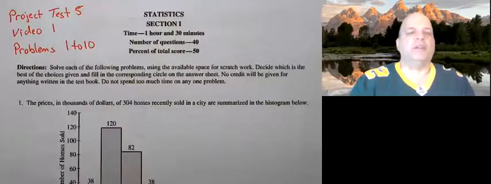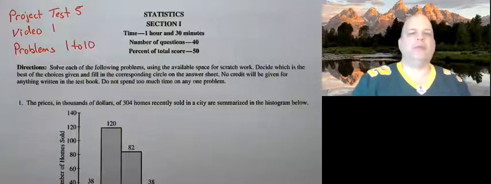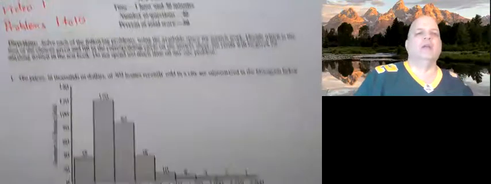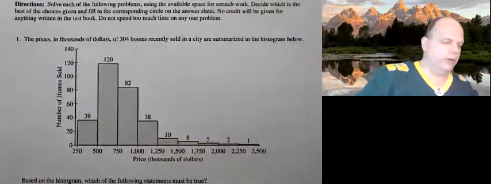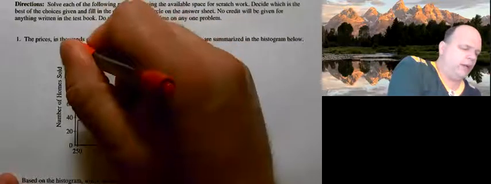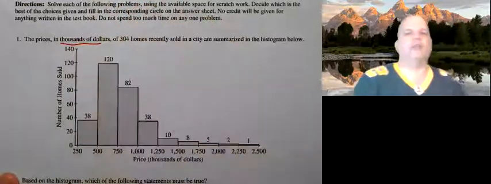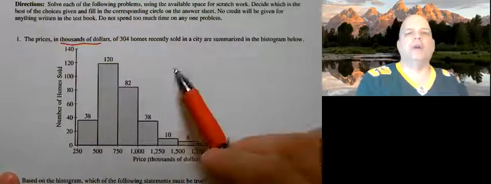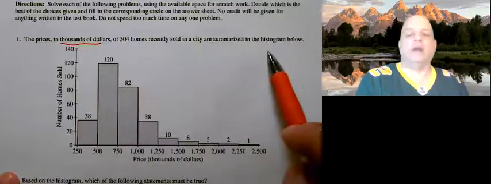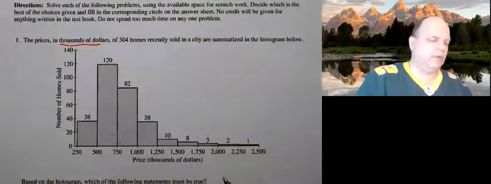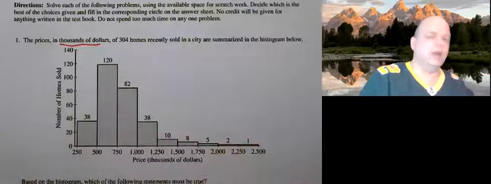All right, this is Project Test 5. This is the first video and it's problems 1 through 10. The price is in thousands of dollars, and by the way, that's important. So our x-axis is in thousands of dollars of 304 homes recently sold in the city, summarized in the histogram below. Okay, so we have 304 homes.